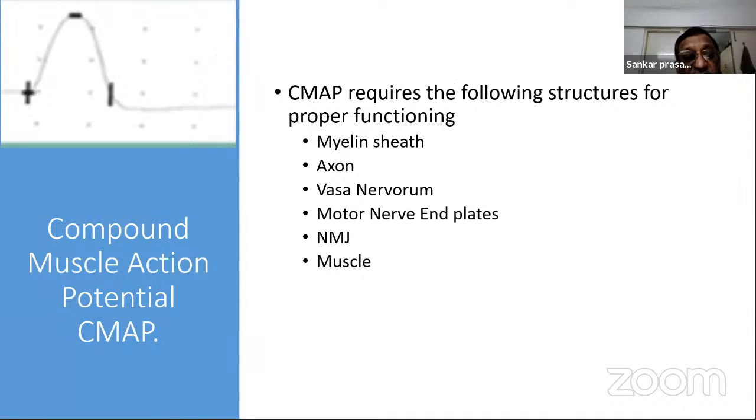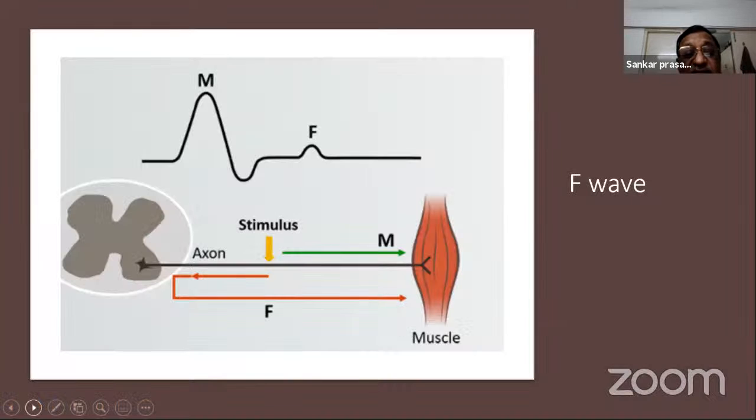CMAP requires the following structures for proper functioning: myelin sheath, axon, vasa nervorum, motor nerve end plates, neuromuscular junction and muscles. See, the compound muscle action potential is what we elicit on nerve conduction studies, and motor unit action potential is what we elicit on EMG.